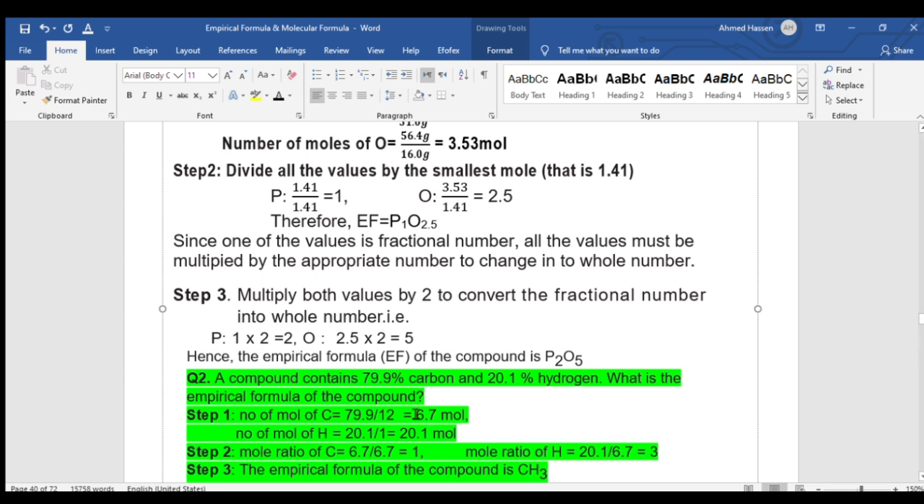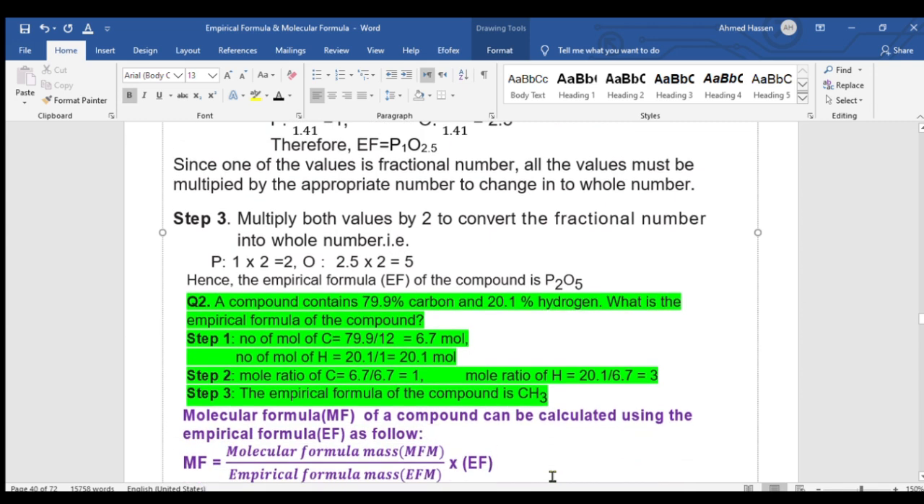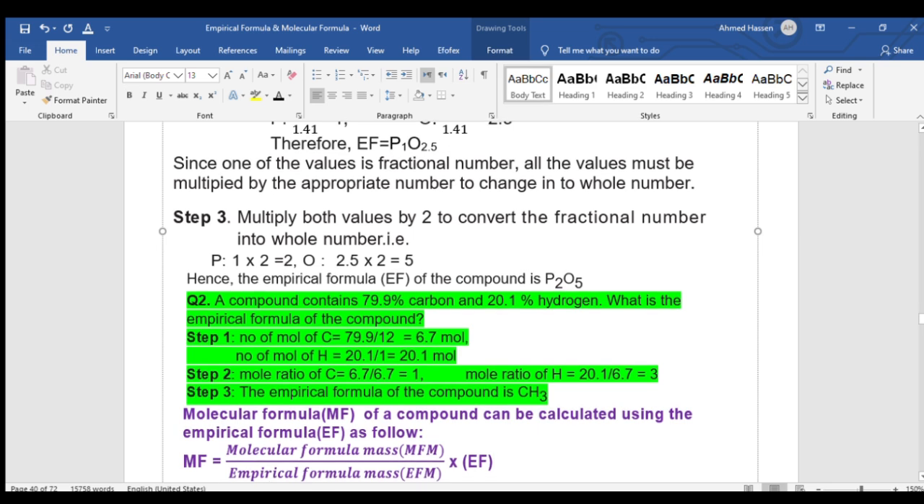Therefore, the empirical formula of the compound is carbon 1, hydrogen 3. This is CH3, the empirical formula of the compound. How can you calculate or form the molecular formula of the compound? You can apply this formula: molecular formula is equal to molecular formula mass divided by empirical formula mass, and the result multiplied by the empirical formula of the compound. This gives us the molecular formula of the compound.